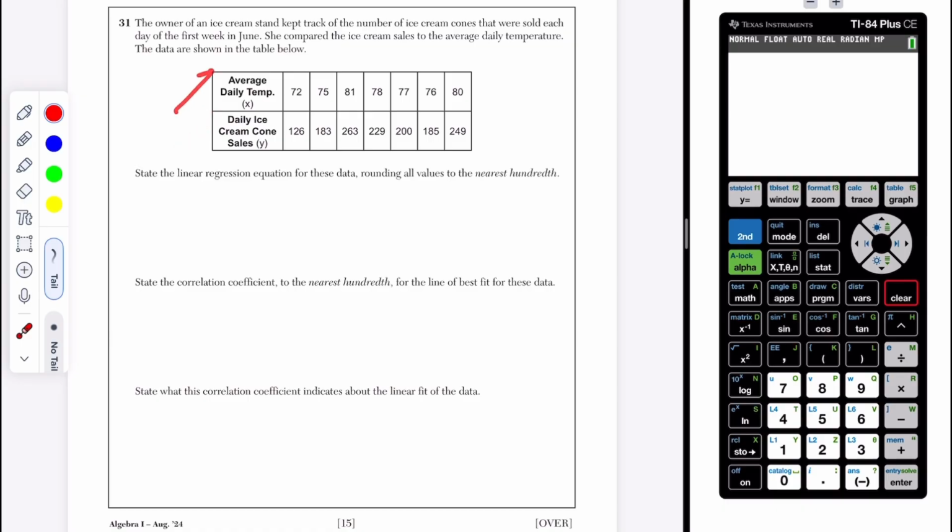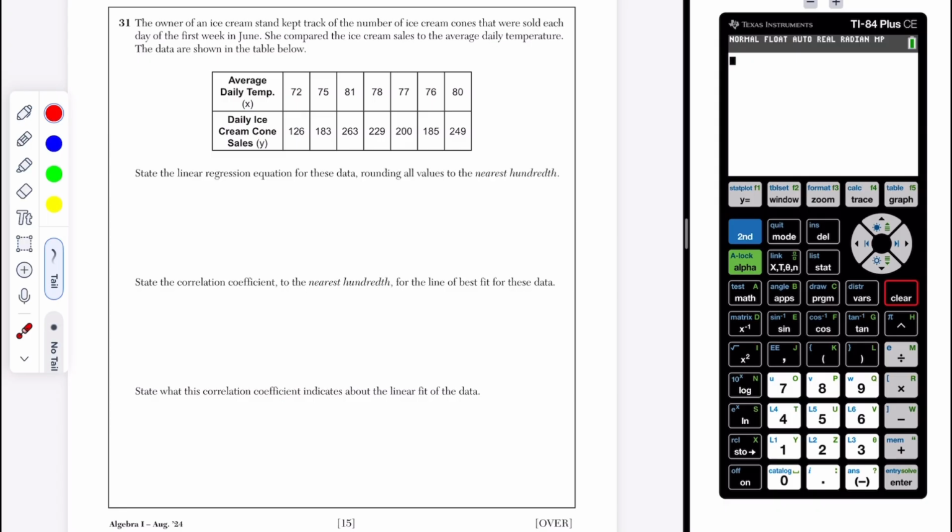Or maybe one goes up, the other one goes down, and how strong that correlation is. If there's a strong correlation, they are strongly connected to each other. If there is a weak correlation, meaning they don't impact each other very strongly at all. So what we're going to do, this one, you do need your calculator.